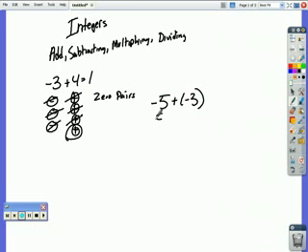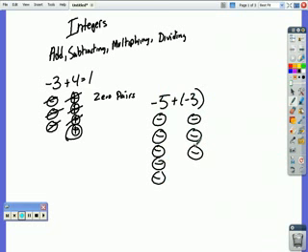And I can do this for a variety of different situations, like -5 plus a -3. In this case, I have 5 negatives here. I have 3 negatives here. Now, did I create any 0 pairs? I didn't, because no positives and negatives came together. So therefore, my answer is -8 in this case.